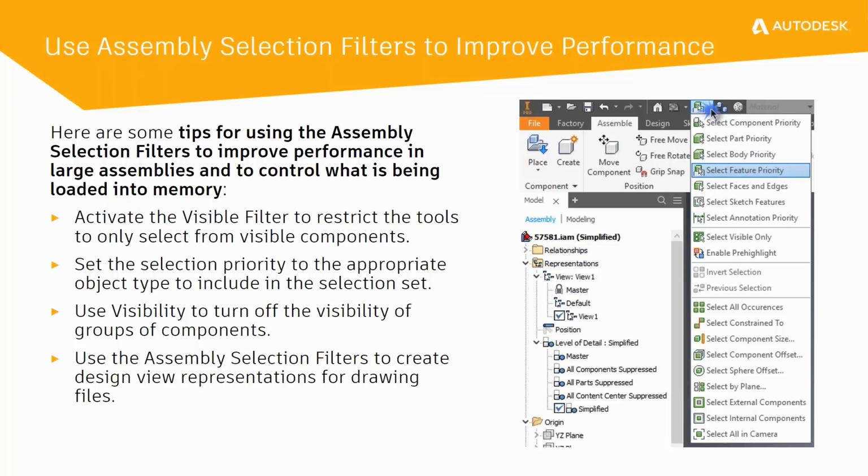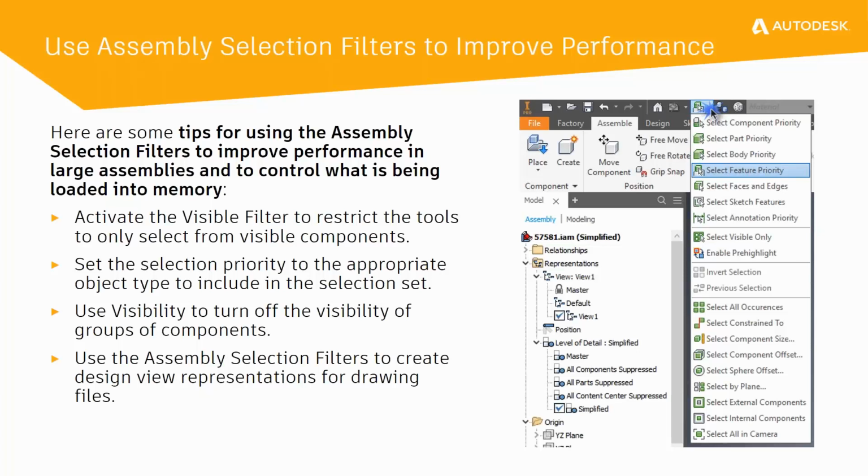Maybe you want to create a representation that defines a specific area of an assembly that you want to work in. Well, you can do that using the sphere offset tool as well. Or maybe you want to simplify a design by removing a lot of the internal components, where you can use the select internal components selection filter. So the selection filters can be found in this way.